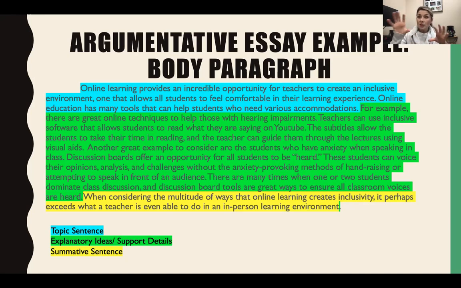So I gave two examples to support that overlying topic of being able to create an inclusive environment. When considering the multitude of ways that online learning creates inclusivity, it perhaps exceeds what a teacher is even able to do in an in-person learning environment. All I've done there is I've kind of summarized the gist of this main paragraph.